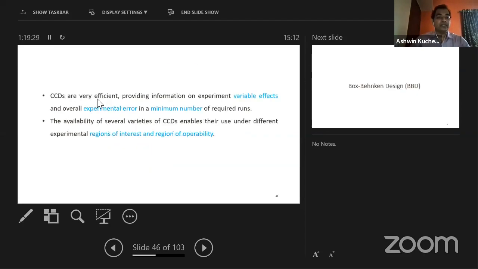Central composite designs are very efficient in providing information on experimental variable effects and overall experimental error, while minimizing the number of runs required. The availability of several varieties of central composite design enables use under different experimental regions of interest and regions of operability, meaning the range in which the central composite design works. So this was about central composite design.